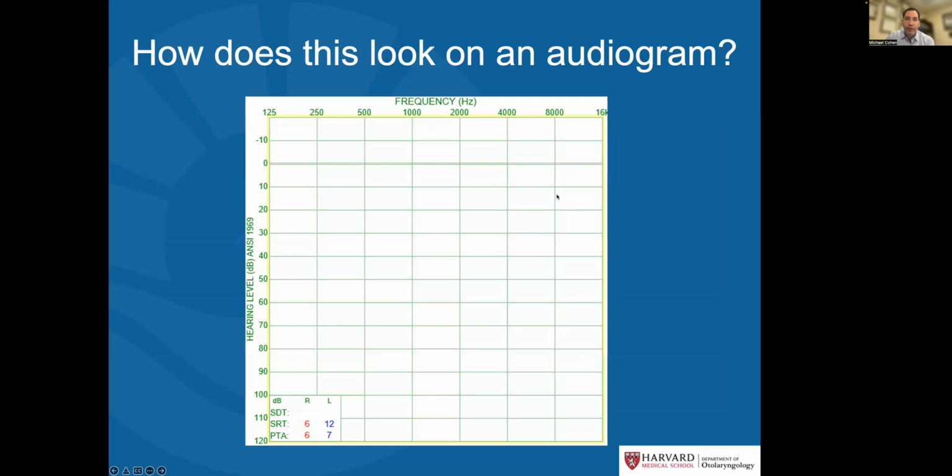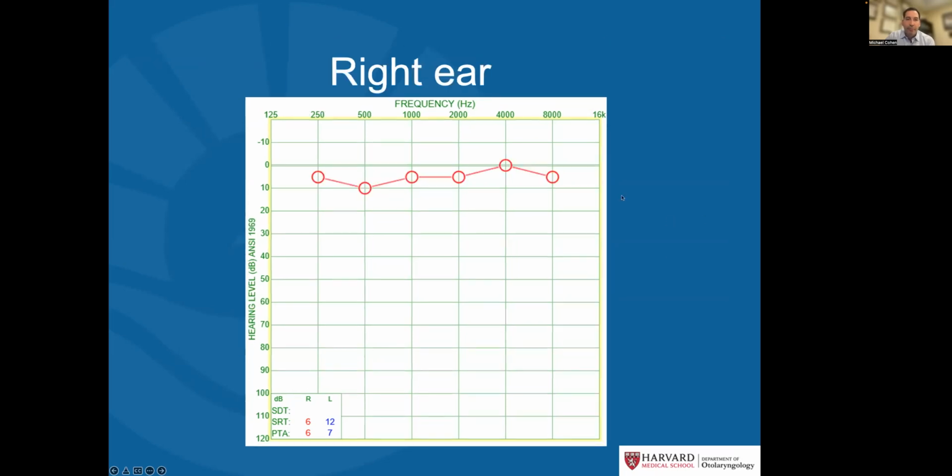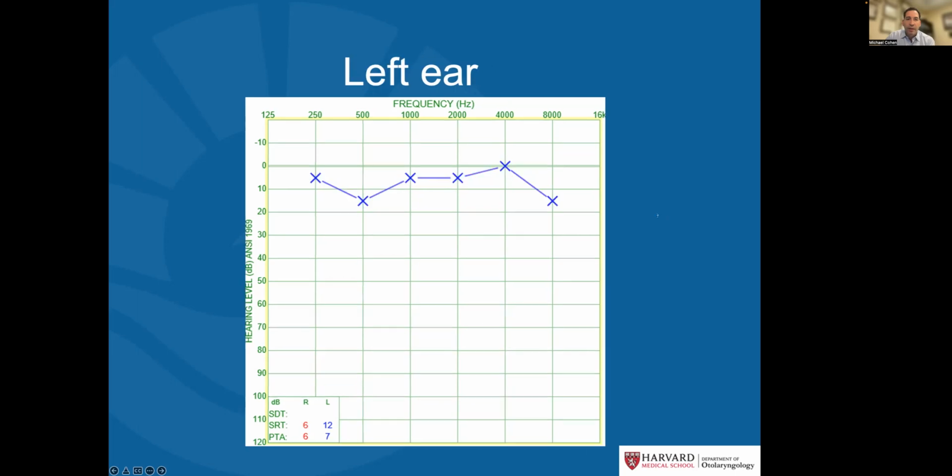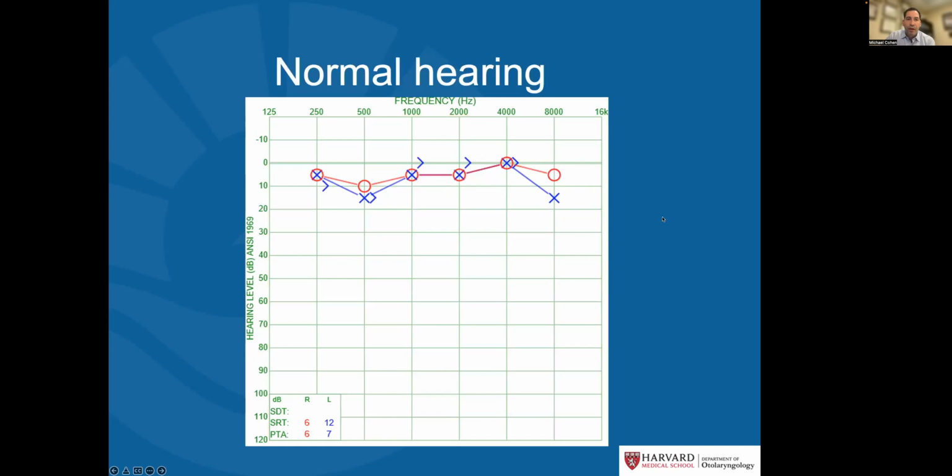So what does this look like on a hearing test? Many patients with Myhre syndrome will have had a number of hearing tests, and let's talk a little bit about how to interpret that. So on a hearing test, the right ear is represented with circles, and typically they are red if it's a hearing test that's in color. The left ear is in blue and is represented by X's. And this is what a hearing test with normal hearing would look like.